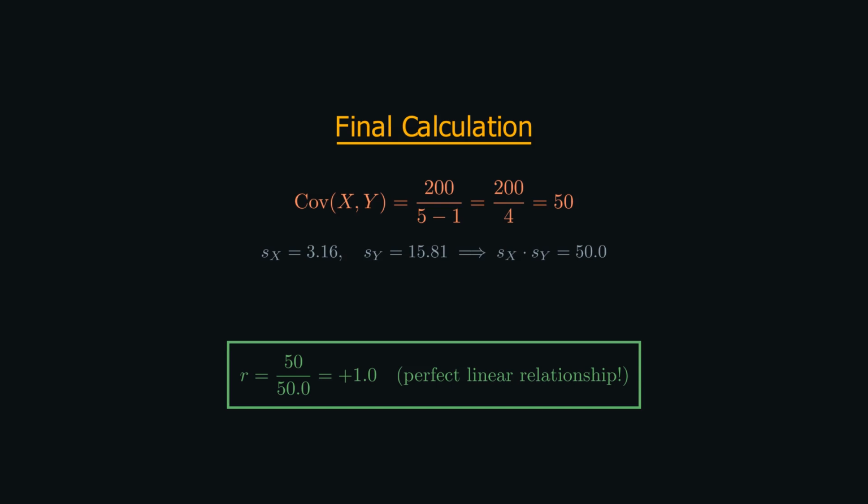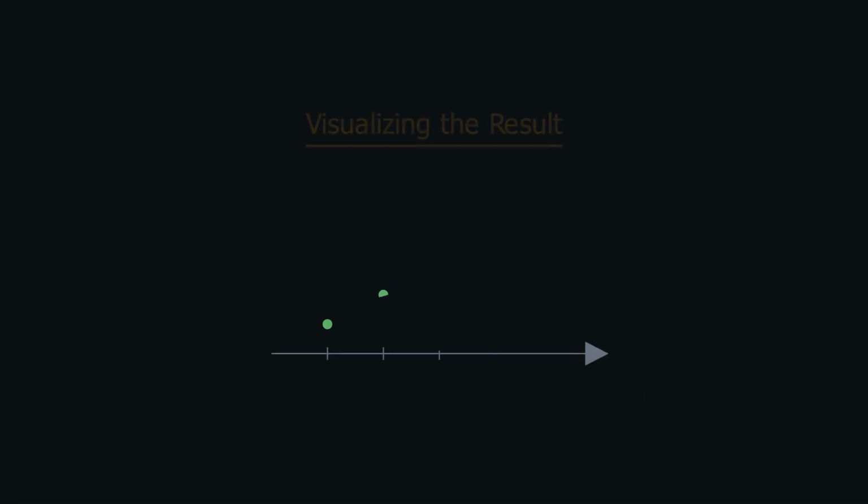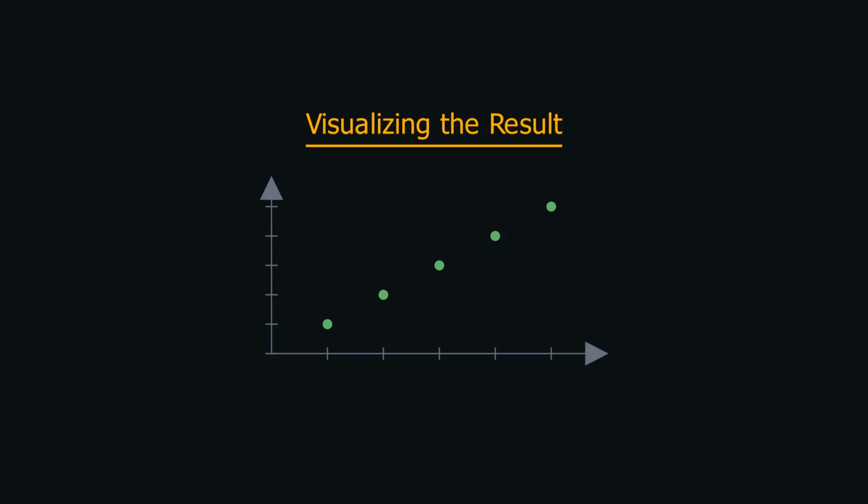This result makes sense. Our data sits on a perfect straight line, so the correlation is exactly 1. Let us see what different values of r look like on a scatter plot. When r equals 1, all points sit exactly on an upward sloping line. When r equals 0.9, the points cluster tightly around a line but are not perfectly on it. When r equals 0.5, the upward trend is visible but the spread is wide.